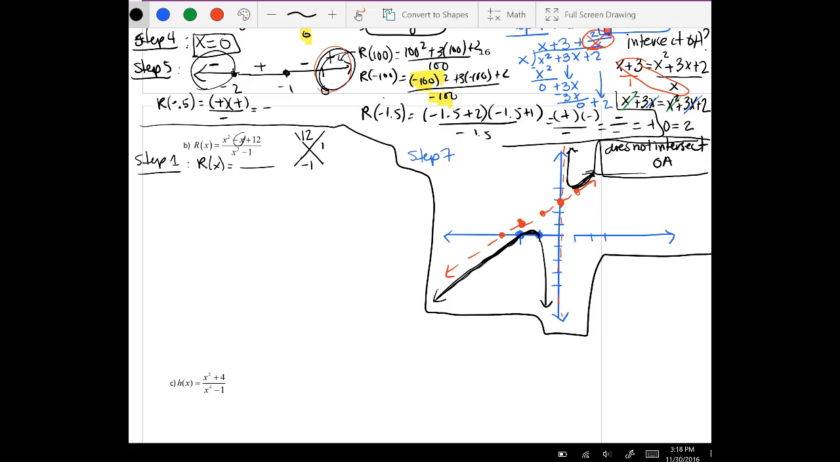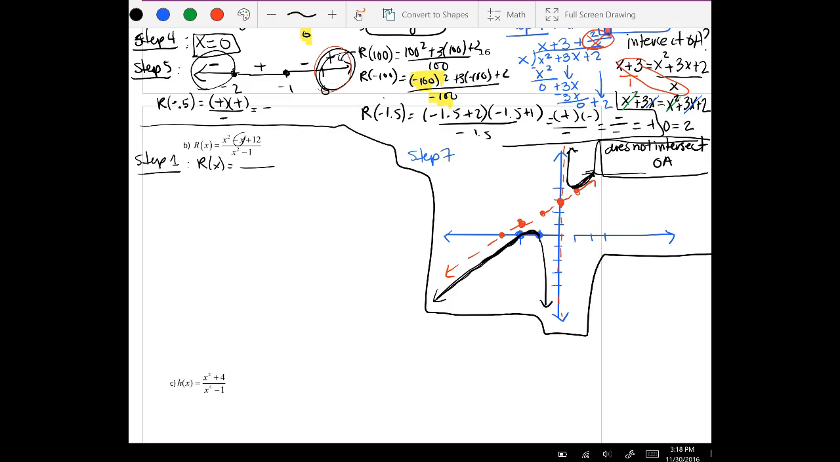Should we try 12 and 1? When I multiply, I get 12, but when I add, would I get negative 1? Nope, that's not working either. Okay, so what can we do? Is it not factorable? If you said not factorable, you are correct, okay?